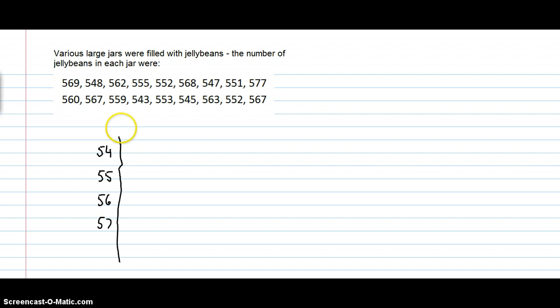Okay, now we can start putting in the data into the leaves. So let's find all the numbers that start with 54. Here's one, 548, so I put an 8 here. There's another one here, 547, so I'm going to put a 7 there. Going through the list, there's a 543, there's a 545, so I can cross those ones out. They're done.